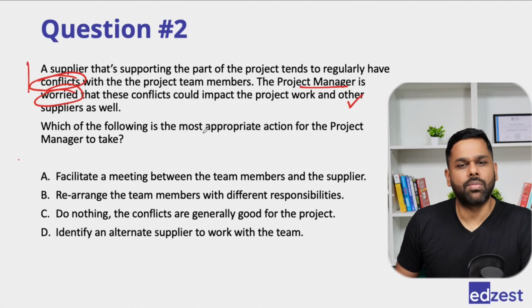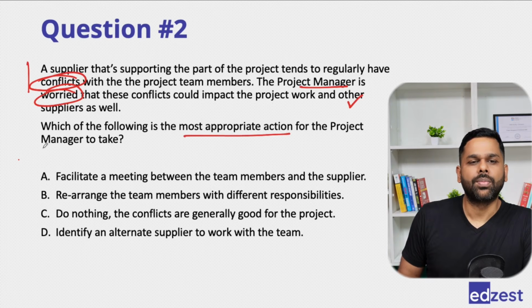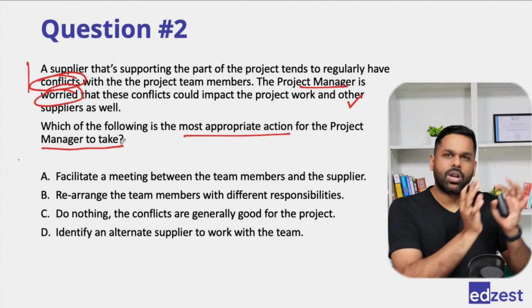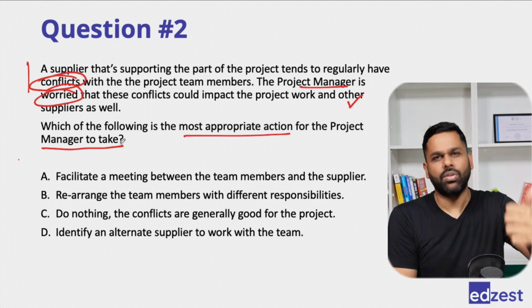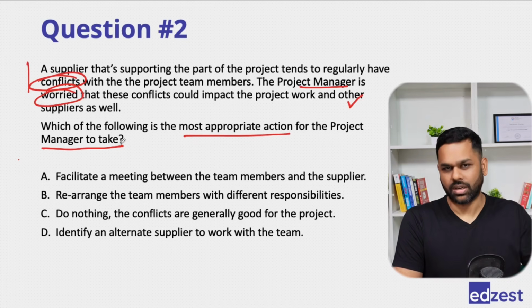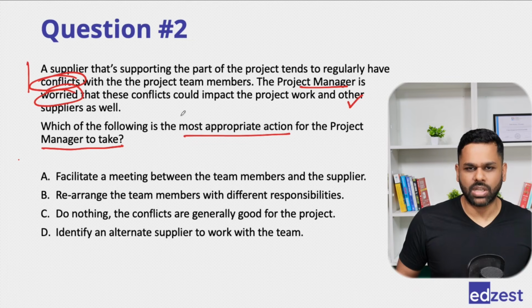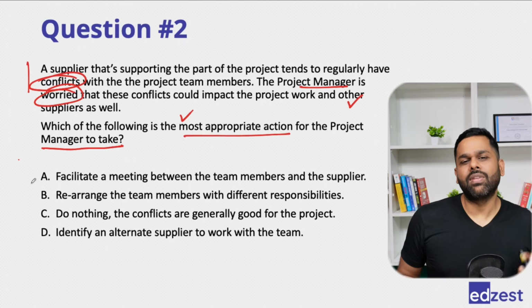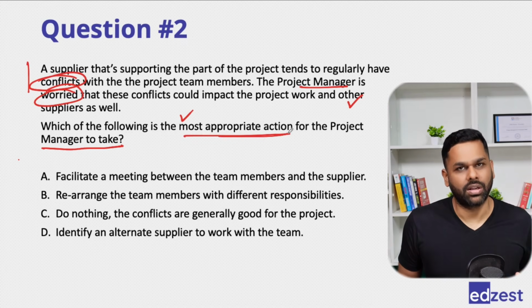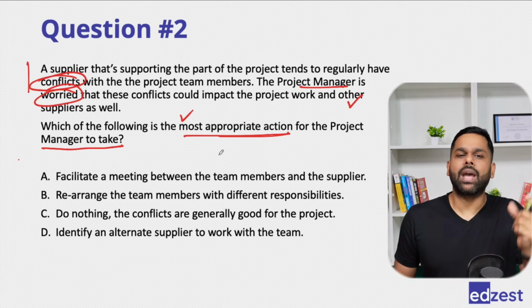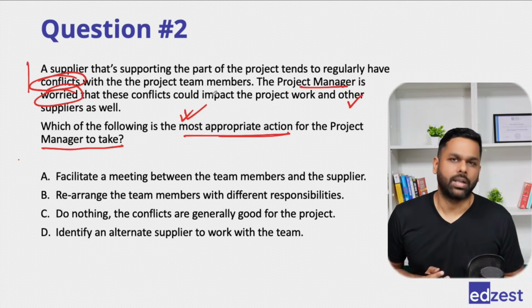Which of the following is the most appropriate action for the project manager to take? Now that you have only known about the problem, maybe you would want to know the root cause, maybe you would want to know the solution, and then probably implement the solution. So any of those actions could be most appropriate. We don't have to worry about it. We just have to look at the options and see whether this could be an appropriate action or not. Whatever we can eliminate, we will eliminate. Whatever we will keep, we will compare and see which one is the most appropriate.